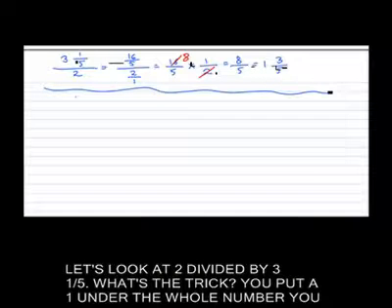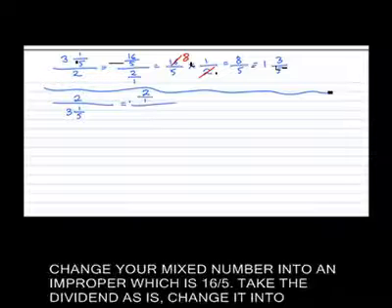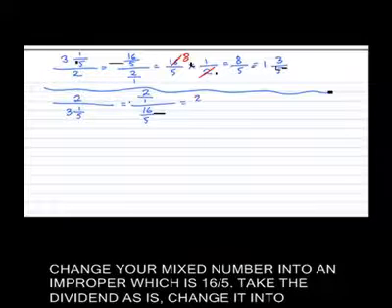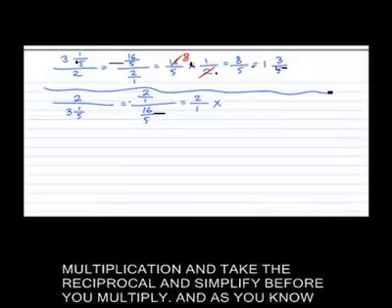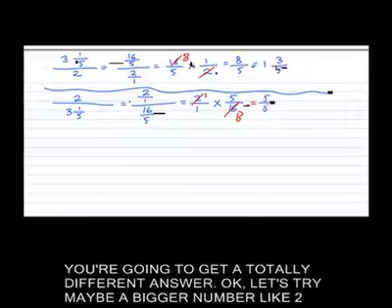Let's look at 2 divided by 3 1/5. What's the trick? You put a 1 under the whole number. You change your mixed number into an improper, which is 16/5. Take the dividend as is, change it into multiplication, and take the reciprocal, and simplify before you multiply. And as you know, you're going to get a totally different answer.